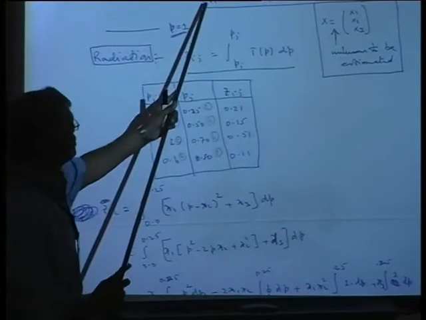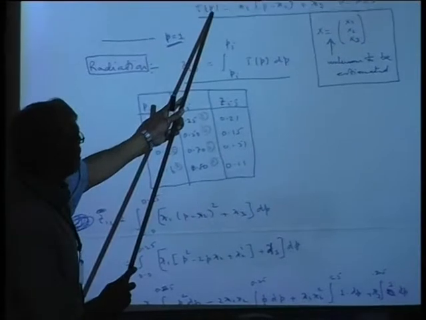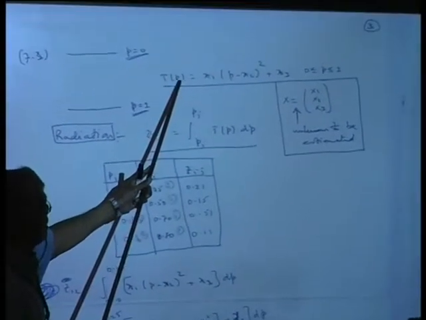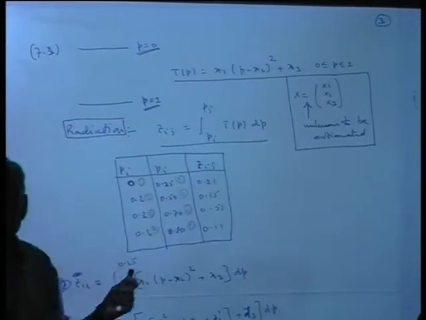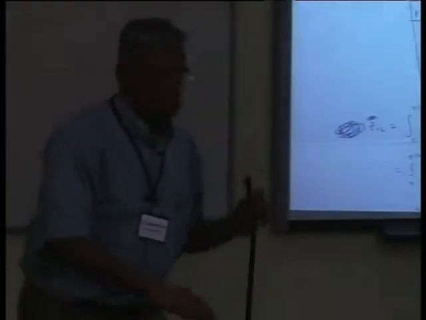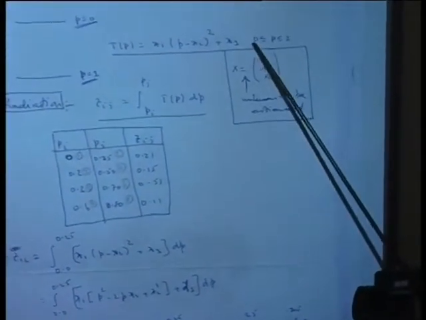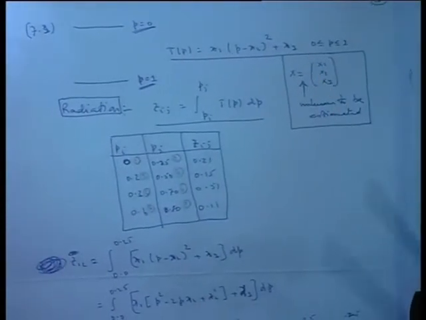The temperature itself as a function of pressure is a quadratic function. It has 3 parameters, x1, x2, x3. P varies from 0 to 1, atmospheric pressure. So we postulate that the temperature varies quadratically with 3 parameters using this quadratic function.